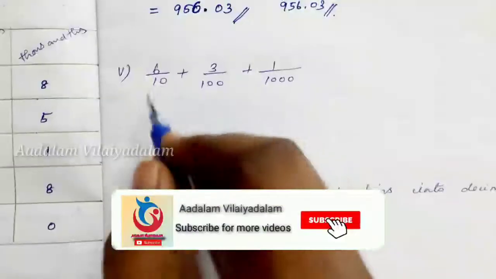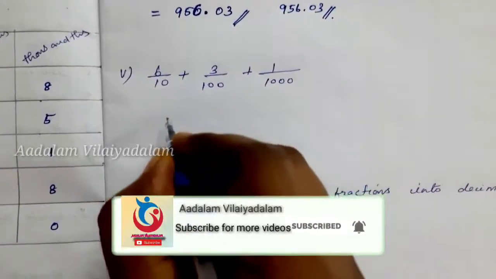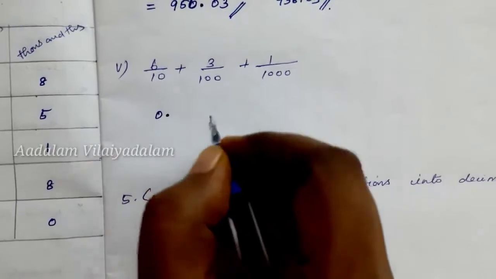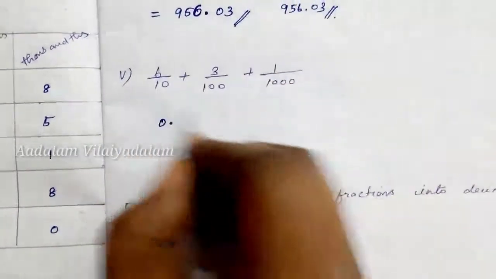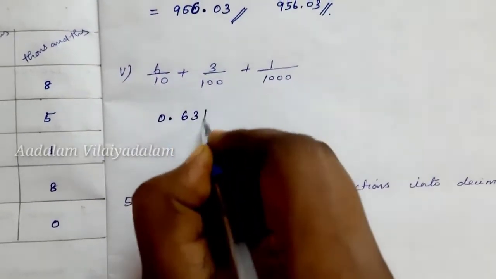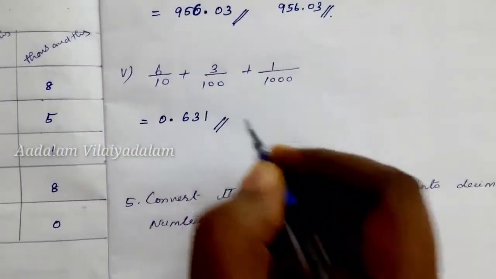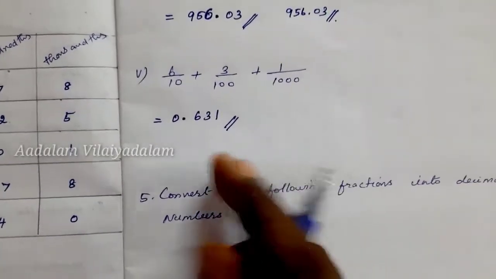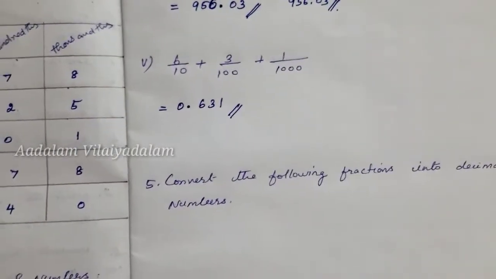Only the fractional part is given. So if there is no whole part, then put 0. Then after that put decimal point. Then write the remaining fractional part, that is 631, which is the answer for this fifth subdivision and which is the required decimal number for this question.